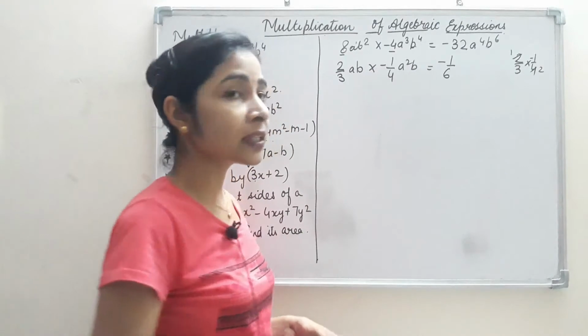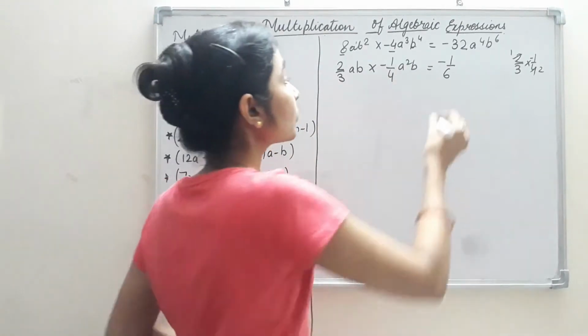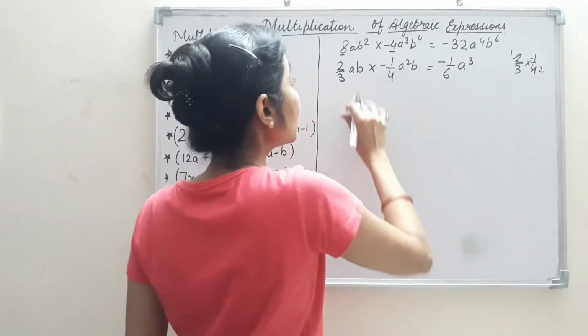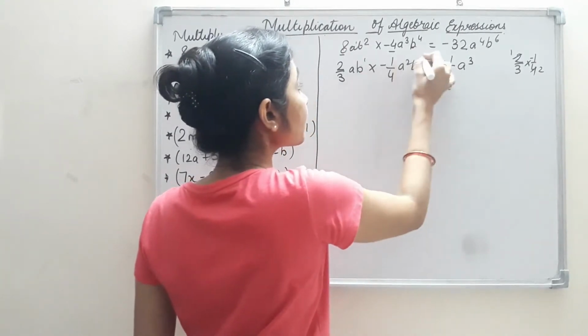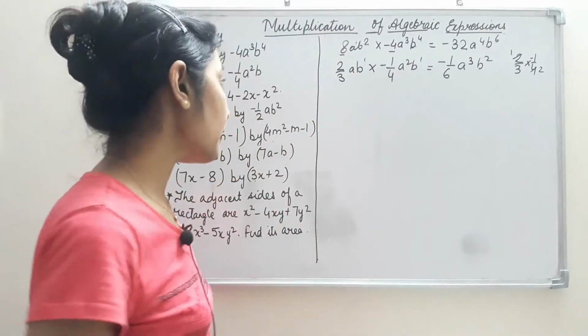Now multiplying the variables, a has the power 1 and again here 2. So 1 plus 2, 3. So a raised to the power 3, b raised to the power 1 plus 1 is equal to 2. So a cube b square is my answer.